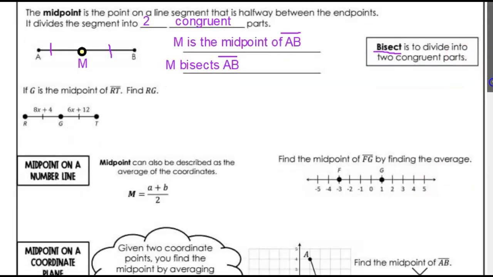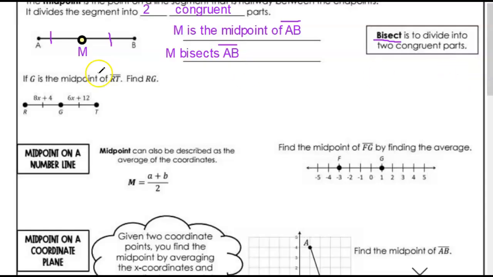All right, next part. If G is the midpoint of RT, find the length of RG. So, G is the midpoint. That means these two are what? What does bisect mean? These two are separate, but what about their length? Congruent. So, what does congruent mean? Equal.